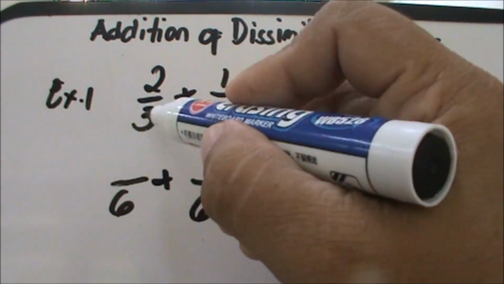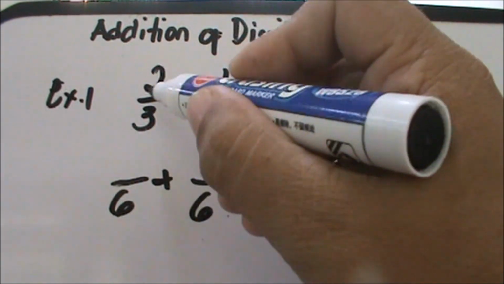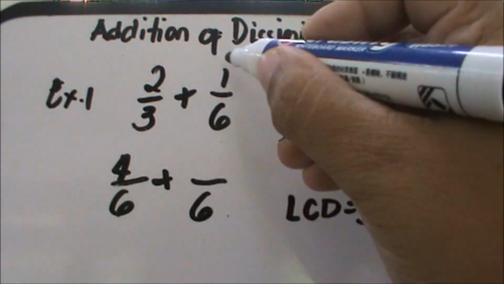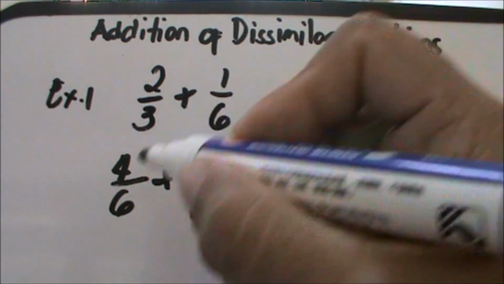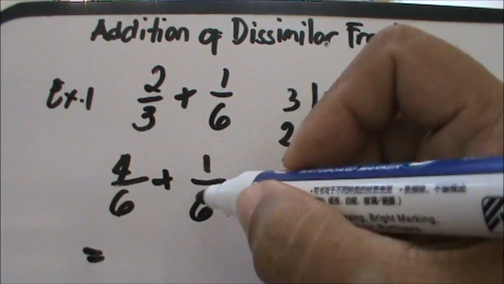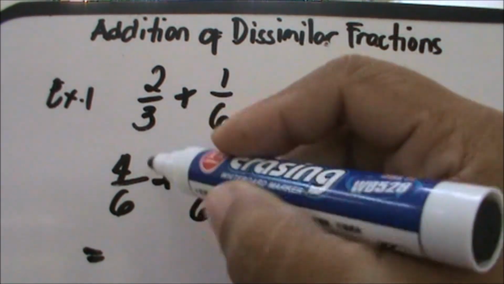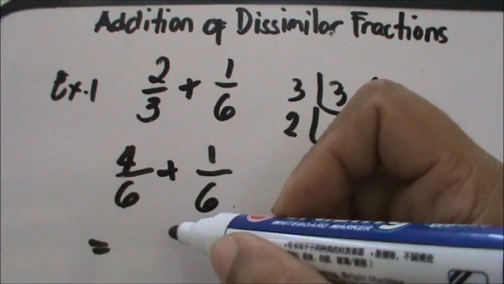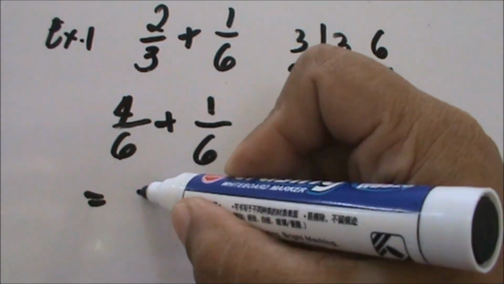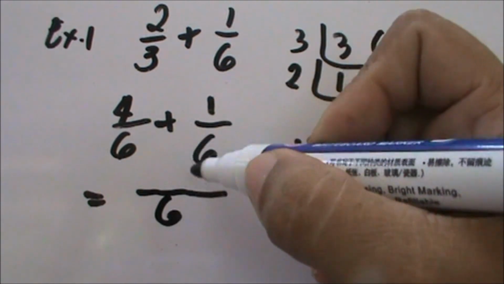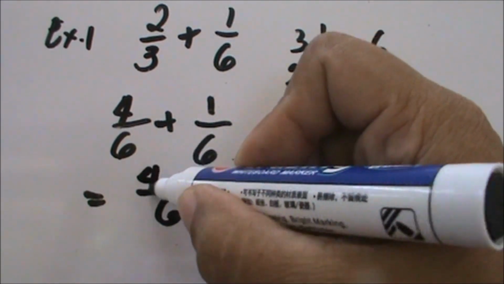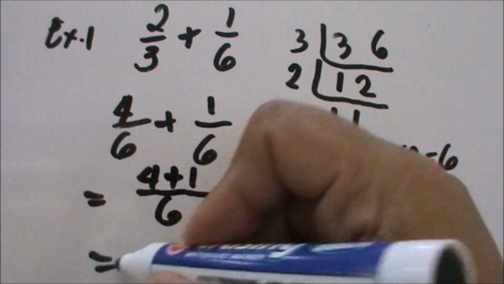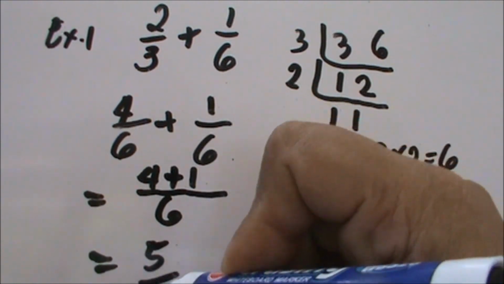Then 6 divided by 3 is 2, and 2 times 2 is 4. And then 6 divided by 6 is 1, times 1 is 1. Then we can now add the fractions since they are similar fractions. Their denominators are already the same. We retain the denominator 6, then add up the numerators above, 4 plus 1, which equals 5/6.